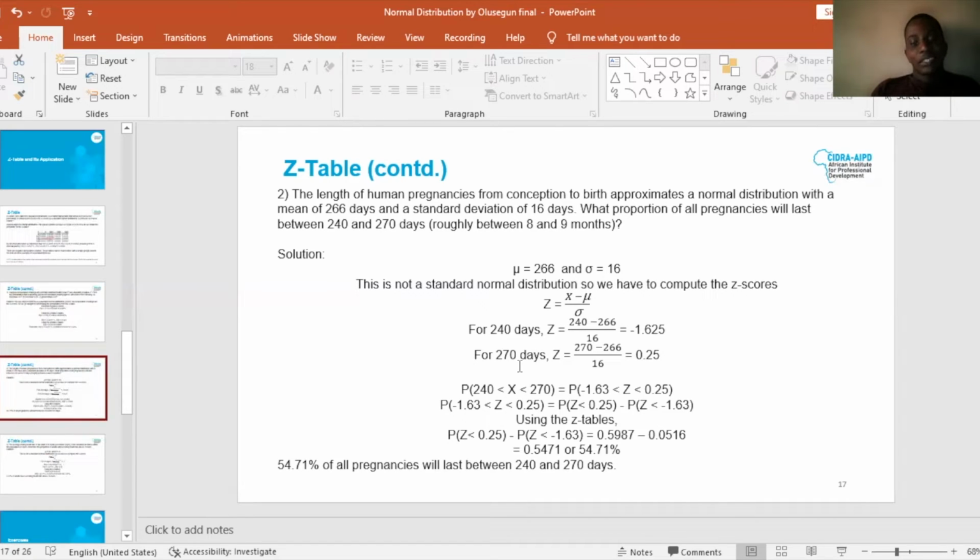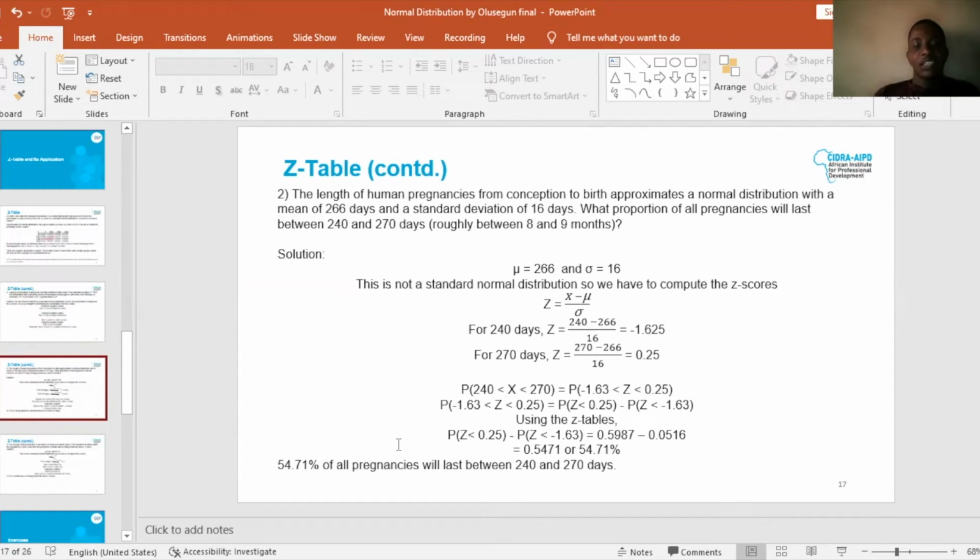While at 270 days, to compute the z-score, it will be 270 minus 266 divided by 16, giving us a z-score of 0.25. And for the proportion of pregnancies falling between 240 and 270 days, we are finding the probability of z-scores falling between minus 1.63 and 0.25. That's greater than minus 1.63 but less than 0.25. And that means finding the probability of z-scores less than 0.25 minus the probability of z-scores less than minus 1.63, as we can see here.